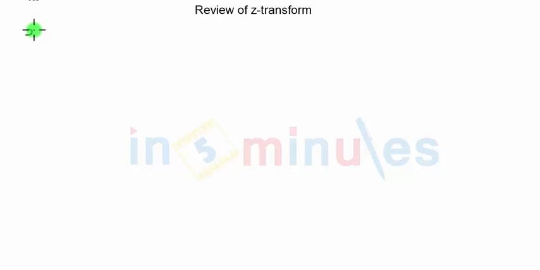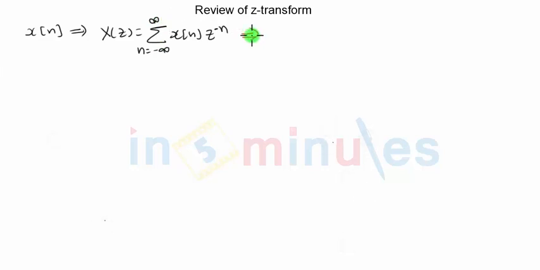We will start with the definition of Z transform. If I consider a discrete time signal x of n, then its Z transform is defined as X of z, which is equal to summation x of n into z raised to minus n, where n is the variable of summation which goes from minus infinity to plus infinity. Because of the range of n, this particular Z transform is called bilateral Z transform. So what is unilateral Z transform?